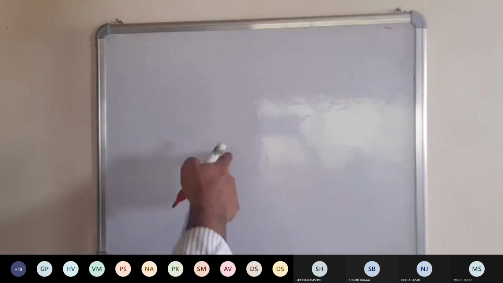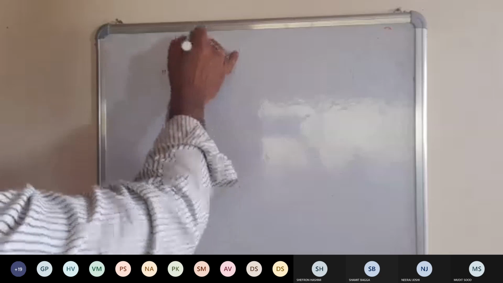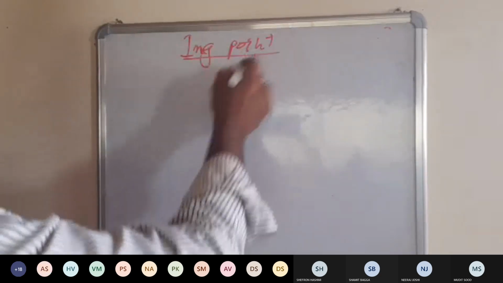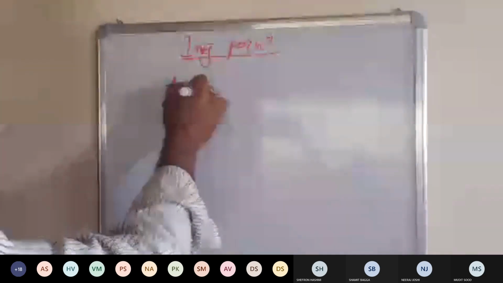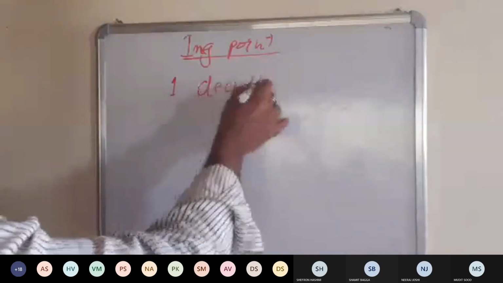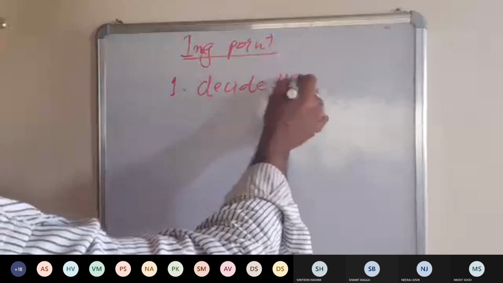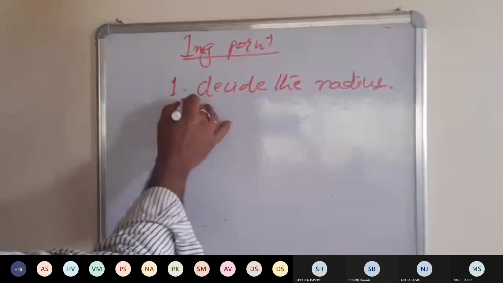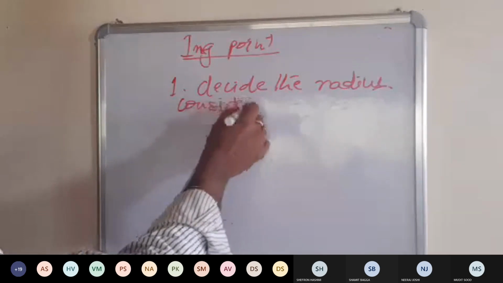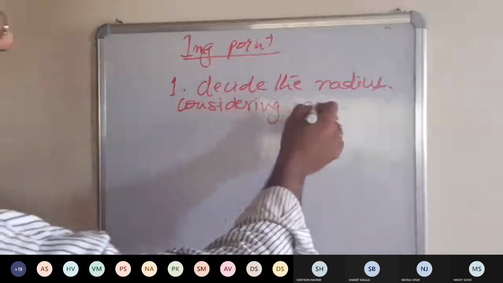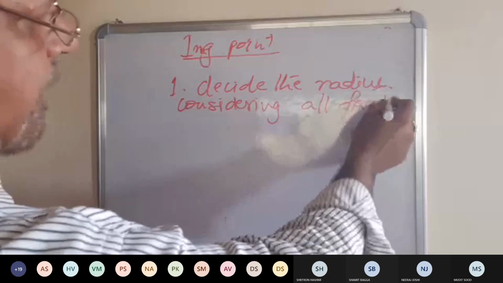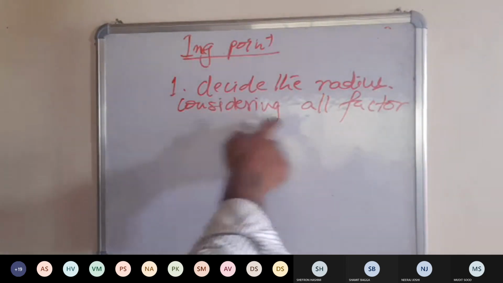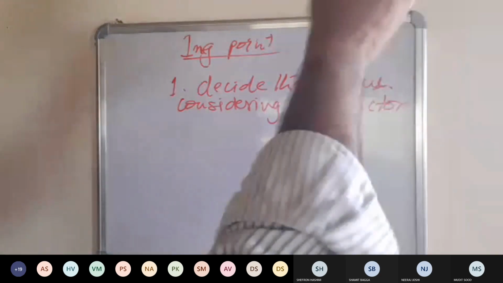So what we did in second type of planning, imaginary point पे, इसके केस में हमने क्या किया? Number 1, decide the radius considering what factors? All factors. आपके बुक में दिया हुआ है, आपको नोट्स में भी दिया हुआ है, कल लिखवाया भी था. Decide the radius considering all factors like so and so, so and so, so and so.